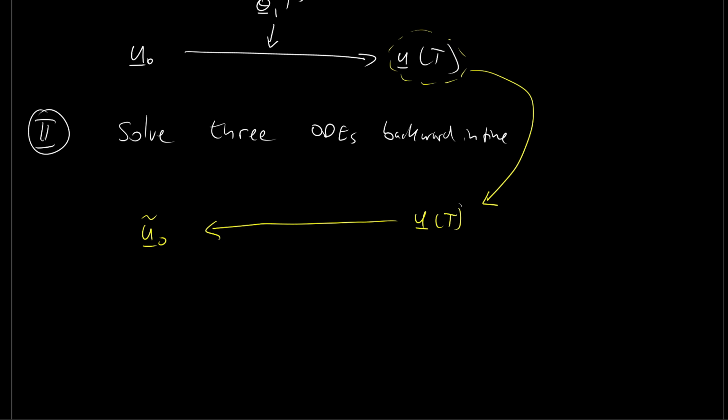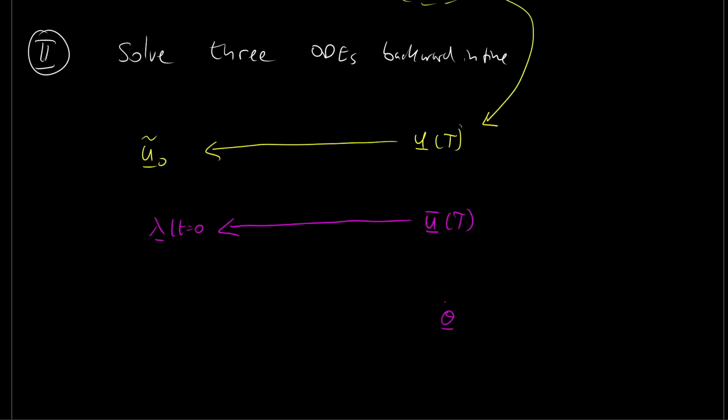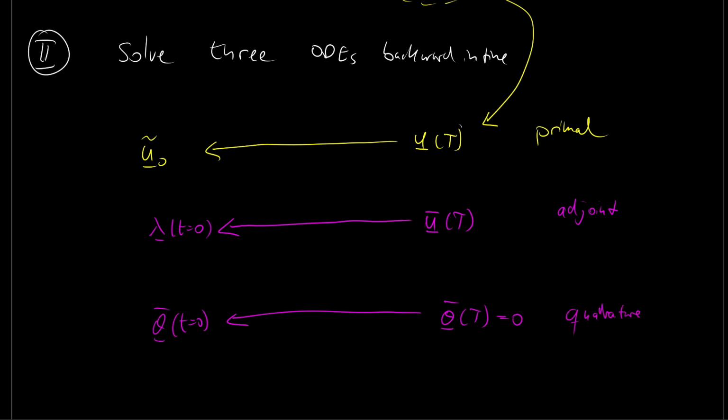And then we will have a u bar at capital T, for which we will use the adjoint dynamics to get the lambda at t equals 0. And then we will have a theta bar at capital T that then integrates to theta bar at t equals 0, which is the theta bar we want. So this one starts at 0 and this one starts at the very cotangent value we give. So this is the primal problem reversely in time. This is the adjoint problem reversely in time. And I would maybe call this the quadrature, so the numerical integration of an integral problem backward in time.